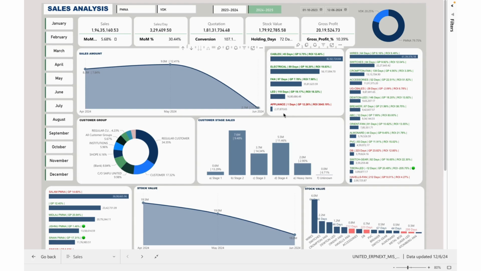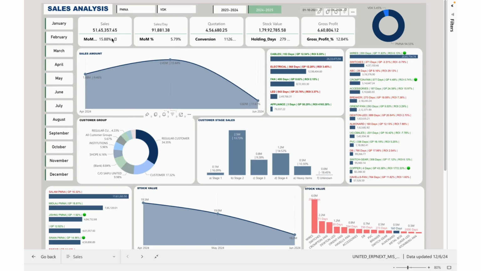on whether it is being sold out or not. The next one is analysis based on customer group. There are different types of customer groups. If you click on one customer group, you will get the total sales of this customer group, sales per day, total quotation, the conversion ratio, and the monthly sales of this customer group are also available. Based on this, we will get the overall gross profitability of each customer group.